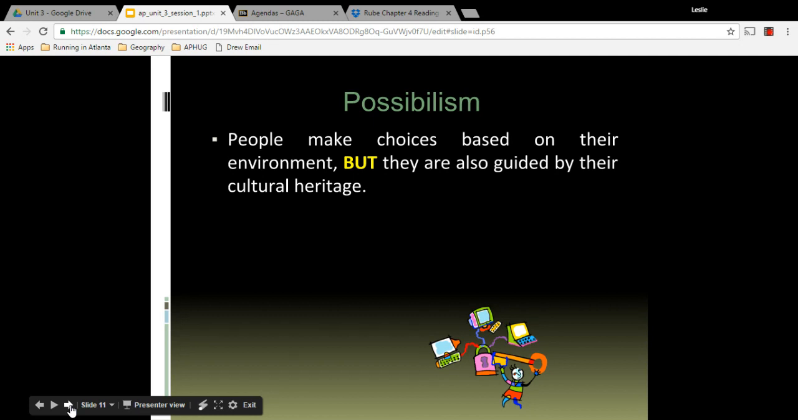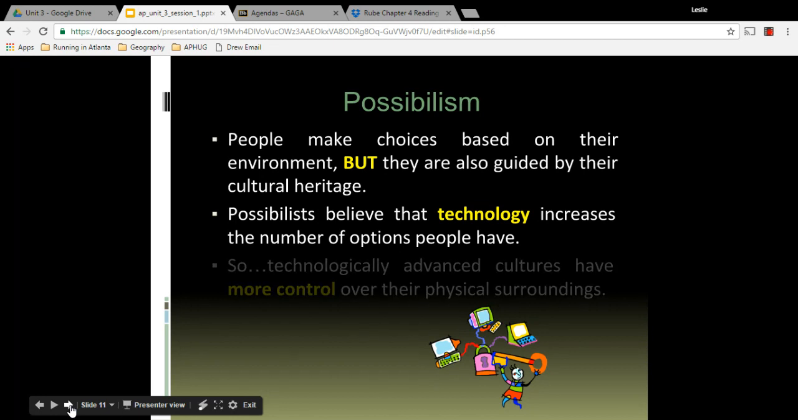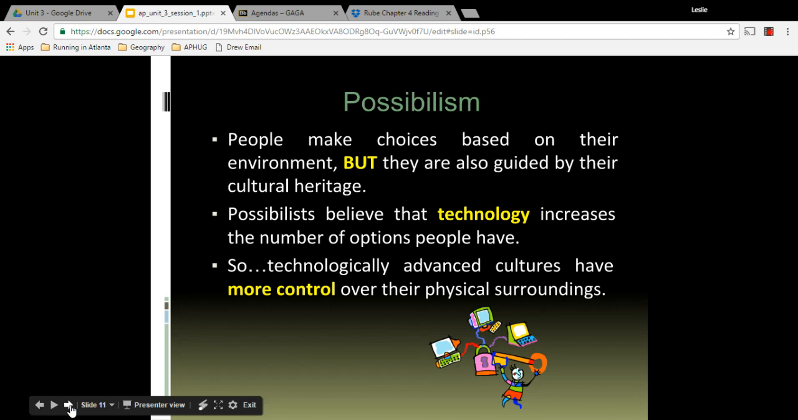To continue with possibilism, people make choices based on their environment, but they are also guided by their cultural heritage. Possibilists believe that technology increases the number of options people have. So technologically advanced cultures have more control over their physical surroundings. And you can see evidence of that if you have air conditioning in your home, if you use a heater in the wintertime, if you preserve food in a refrigerator, if you use technology to communicate with people. You can see how technology can eliminate some of the negative effects of the environment.